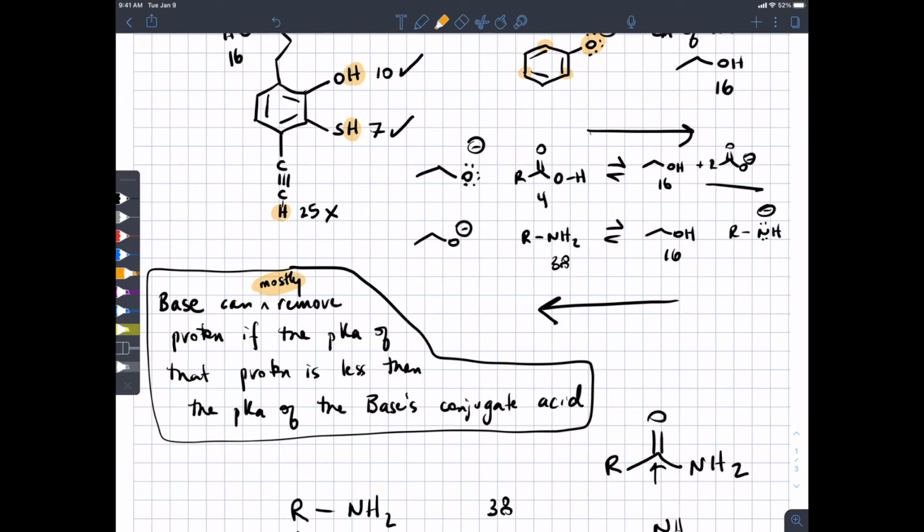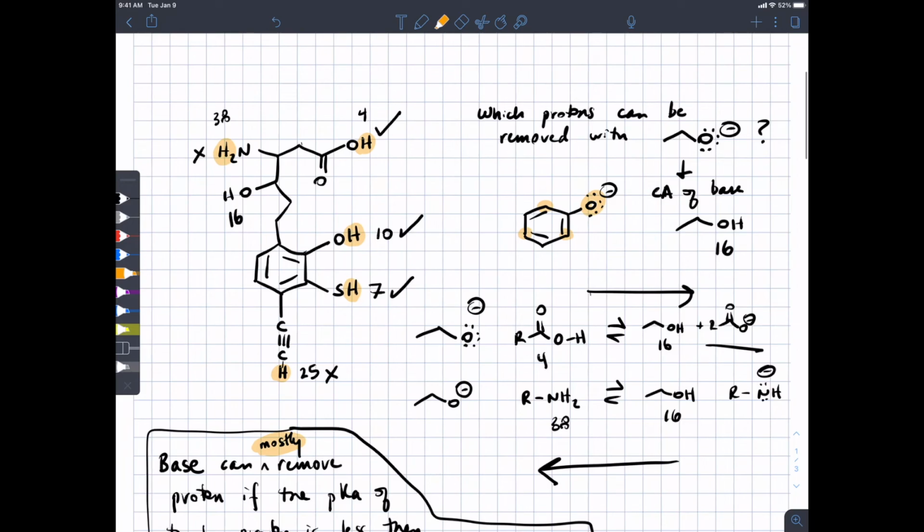However, the way I've clarified that is I'm going to ask which protons can be mostly removed, where mostly is greater than 50%. Okay? So, I suppose for this question, we would say, no, that OH group isn't going to be completely deprotonated. Does that address the question? Yeah? Okay.